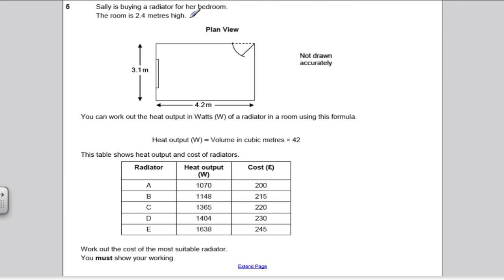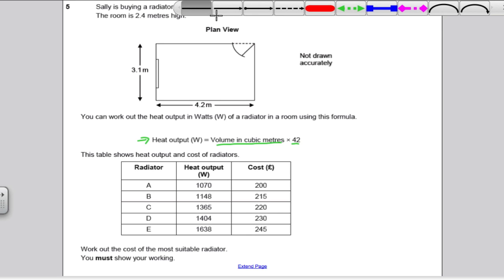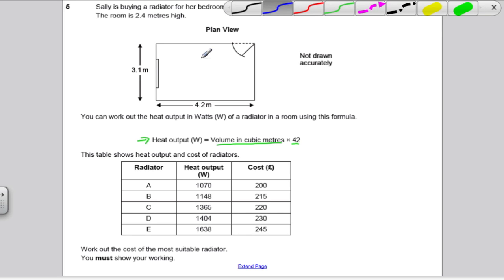Okay, Sally's buying a radiator for her bedroom. Her bedroom from the plan view from above looks like this. And here's the various costs of heating. And it tells us that the output heat is the volume in cubic meters of your room times 42. Well, let's just get our heads around what's going on here.